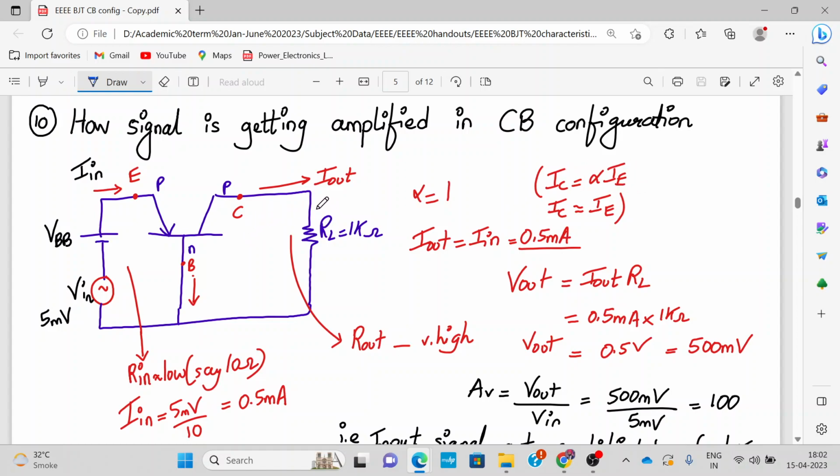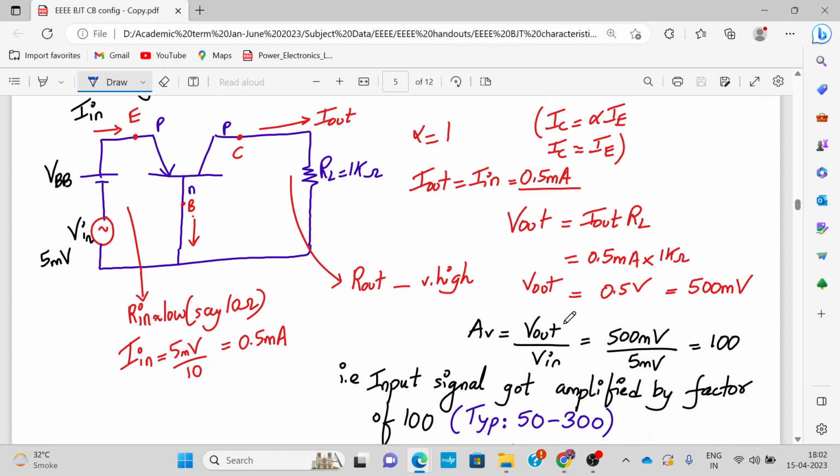And V out is what? V out, you take it from this collector terminal. So V out is I out into RL. So that will be around 0.5 milliampere into 1 kilo ohm. That will be around 0.5 volt. So as you can see, input was around 5 millivolt and output is around 500 millivolt. So if you divide that V out by V in, you will get a gain of around 100. So from here we can say that your input signal has got amplified by a factor of 100.